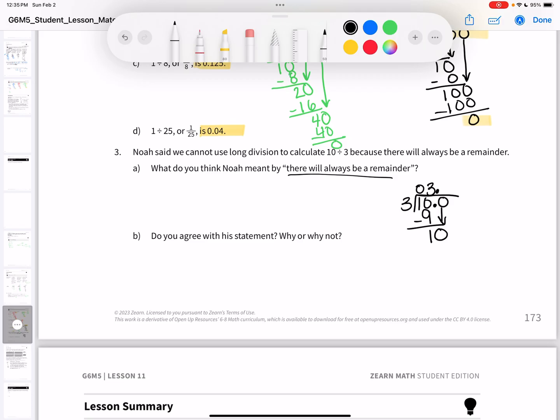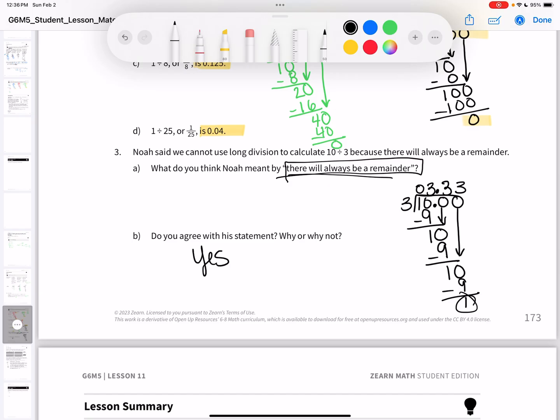3 goes into 10 3 times. 3 times 3 is 9. We subtract, that leaves us with 1. We add the 0, we bring it down, that's 10. Do you see a repeating pattern there? If we were to continue to do this, 3 goes into 10 3 times. 3 times 3 is 9, and we get a 1 again. We will always have a remainder. That's what he means. There will always be a remainder of 1 that we cannot get rid of. Okay, do you agree with his statement?